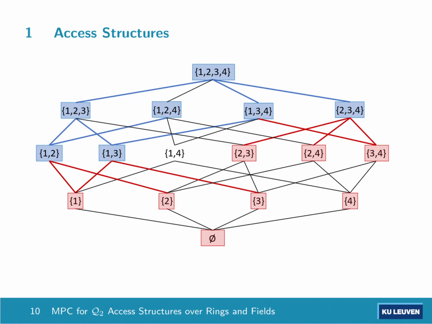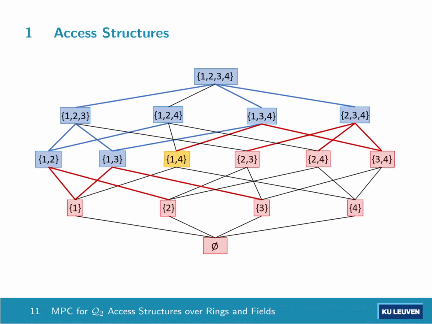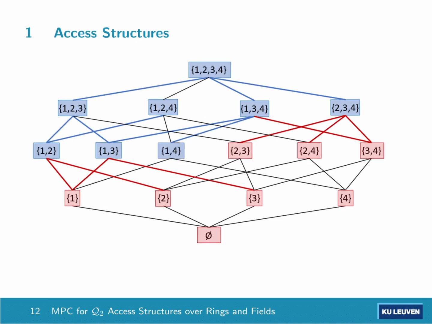However, it can happen that there is a set for which this decision does not come naturally. In this case, the set consisting of player 1 and player 4. Then we must simply make a decision on this to complete the access structure. In this case, we choose to make this set qualified. Such an access structure is then said to be Q2 if the union of no 2 qualified sets constitute the whole player base. This access structure here is actually such a Q2 access structure.